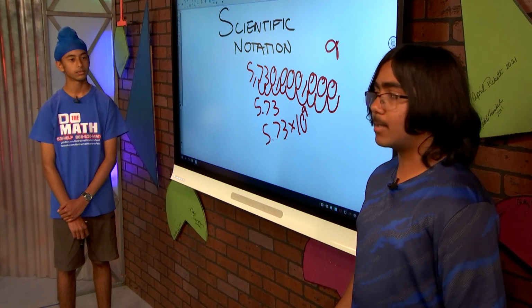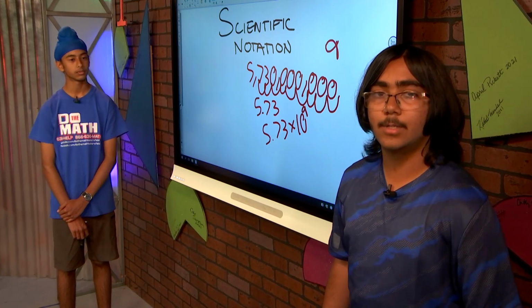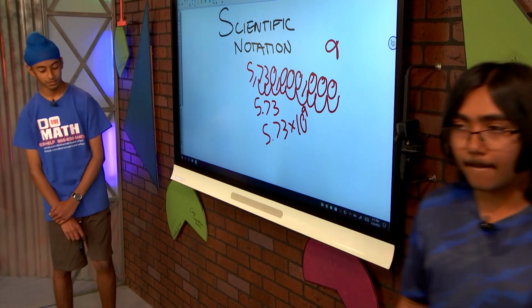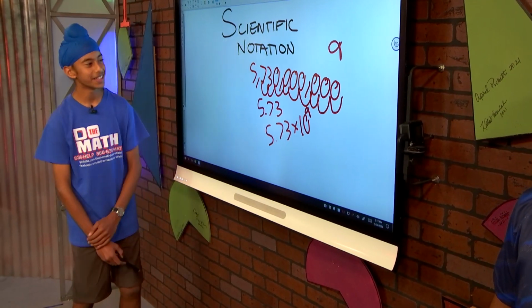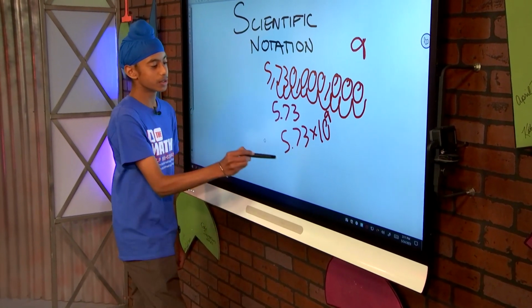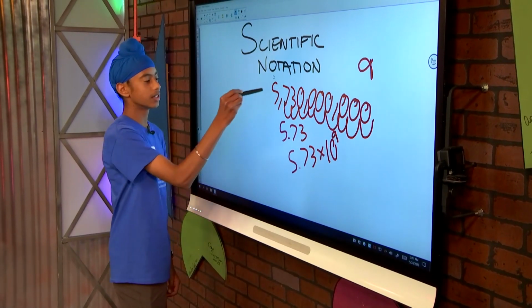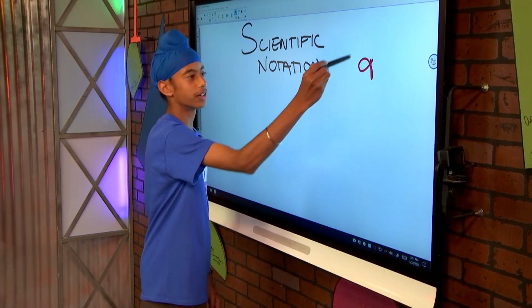Now, my friend over here will tell you how to change really small numbers into scientific notation. Hello again. So, to change really small numbers into scientific notation, it's basically the same thing that my friend earlier had explained.